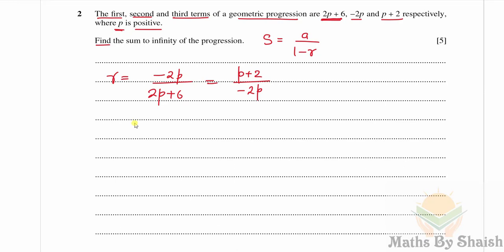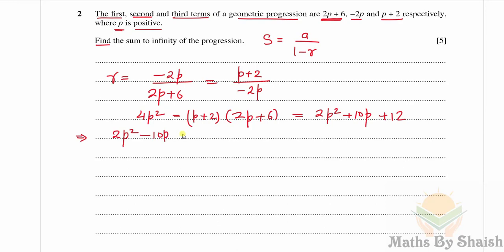So let's solve this. Cross multiplying, it is going to be 4p squared is equal to (p + 2)(2p + 6), which is 2p squared, and then 6p and 4p, that is 10p, and plus 12. Now we can cancel. I'll take it to one side and it becomes 2p squared minus 10p minus 12 is equal to 0, or dividing by 2 we get p squared minus 5p minus 6 is equal to 0.